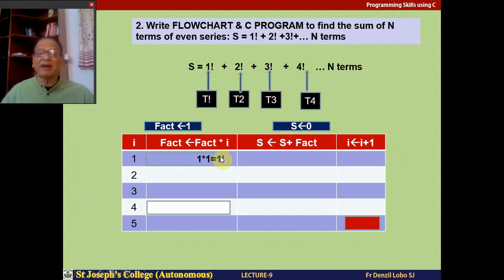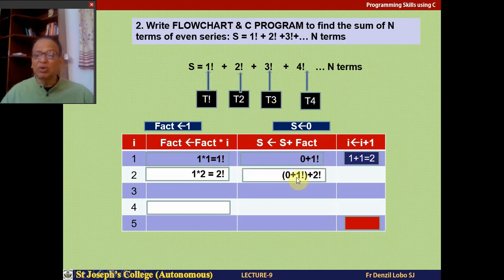So 1 into 1, I get factorial 1. What do I do? I add it to the previous sum, 0. So that is 0 plus 1 is added. You increment the value of i to 2. Now i value is 2, previous factorial is 1. I multiply 1 by 2, it becomes 2 factorial. So I add this 2 factorial to the earlier sum. Therefore 1 factorial plus 2 factorial is going to be the value which is contained in S now. And i becomes 3.